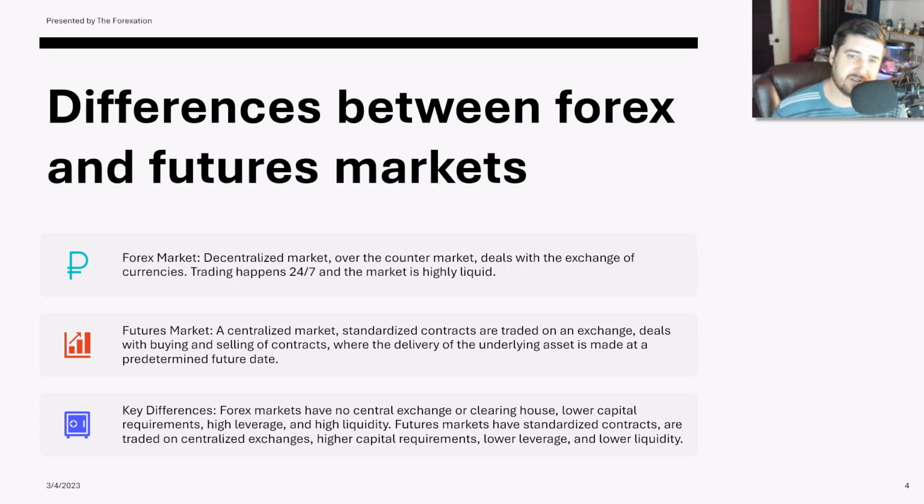So key differences: the Forex market has no central exchange, lower capital requirements, higher leverage, and higher liquidity. Futures markets have standardized contracts, are traded on a central exchange, and usually have a higher capital requirement, lower leverage, and lower liquidity. What this means is currencies run the world.